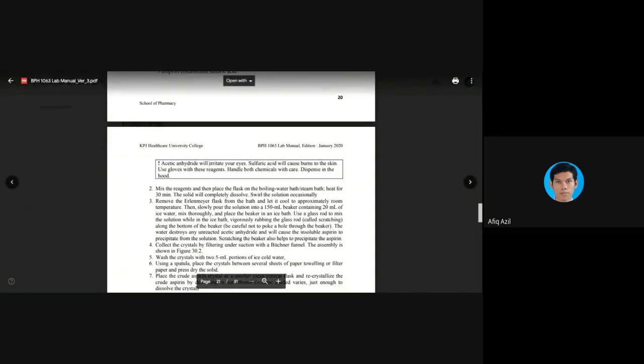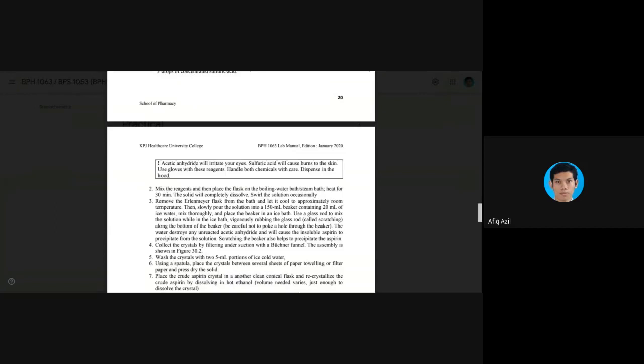And take note over here, if you are using acetic anhydride, it has the ability to irritate your eyes, so make sure you wear safety goggles. And also the sulfuric acid, being an acid, it can cause severe chemical burns, so I would advise you to always do it in the fume hood. Okay, and also wear gloves.